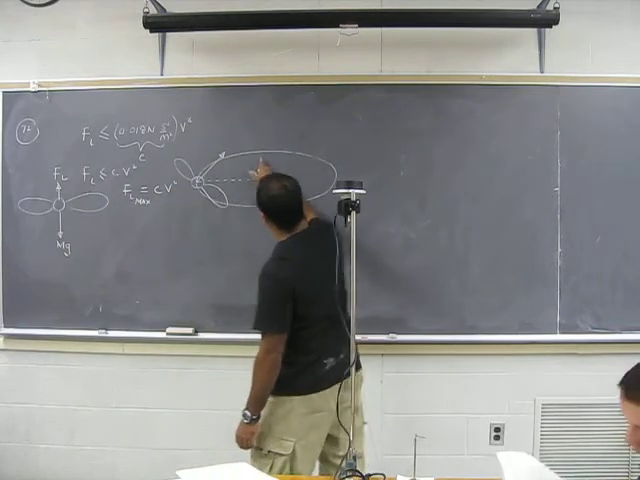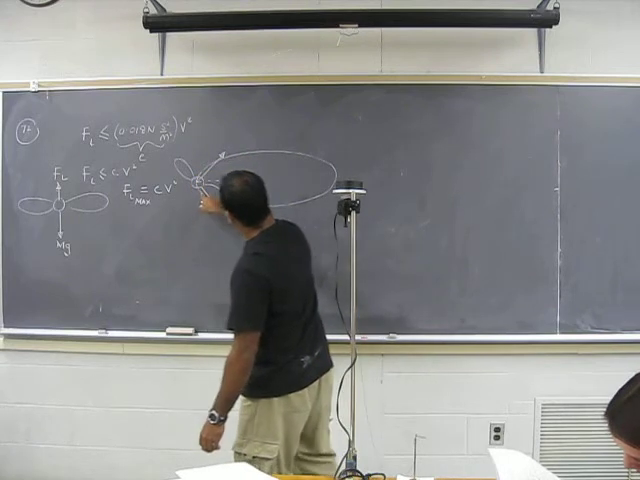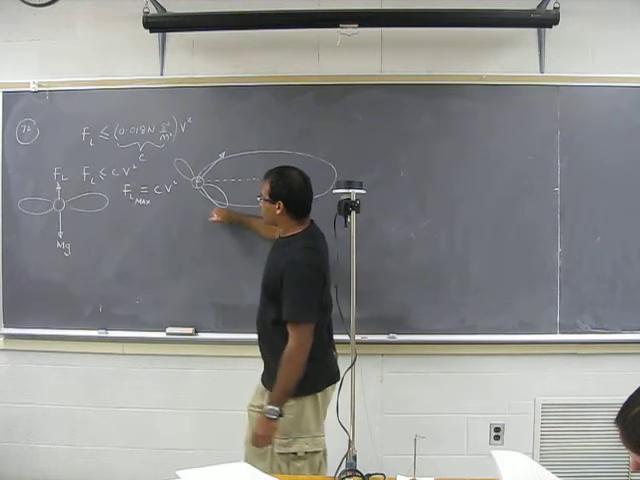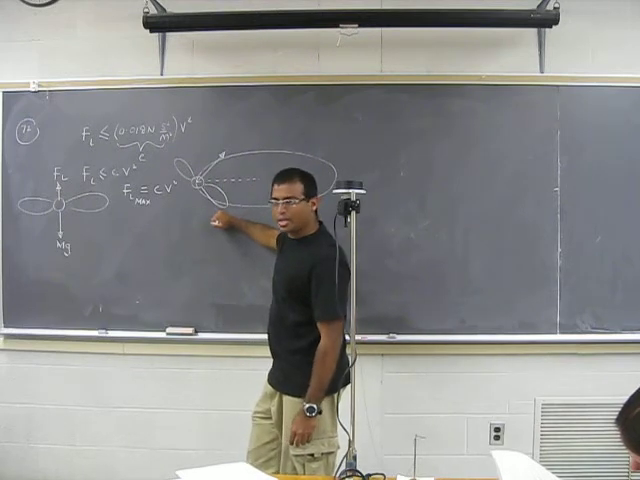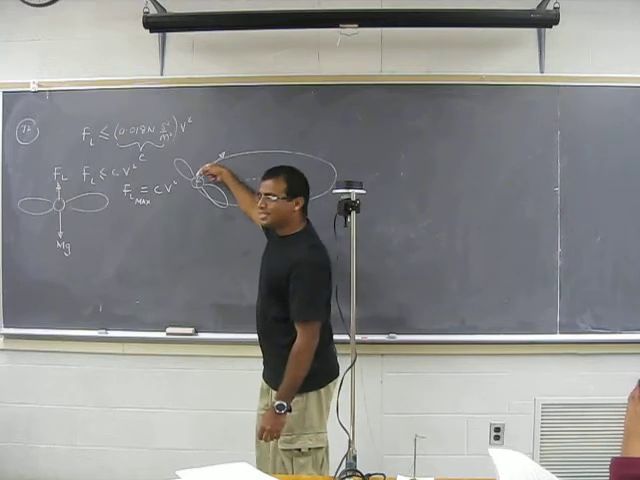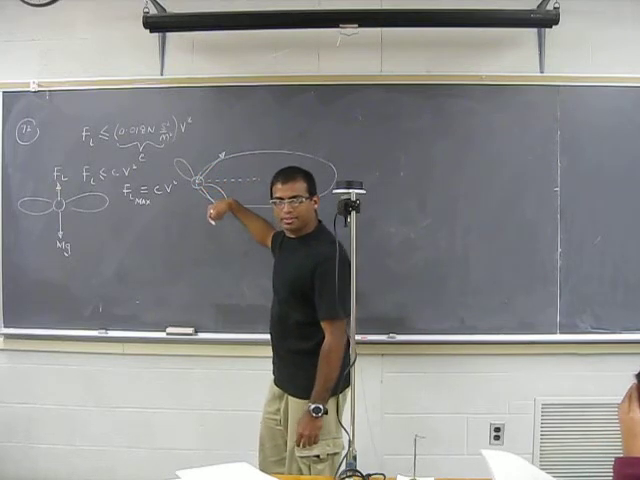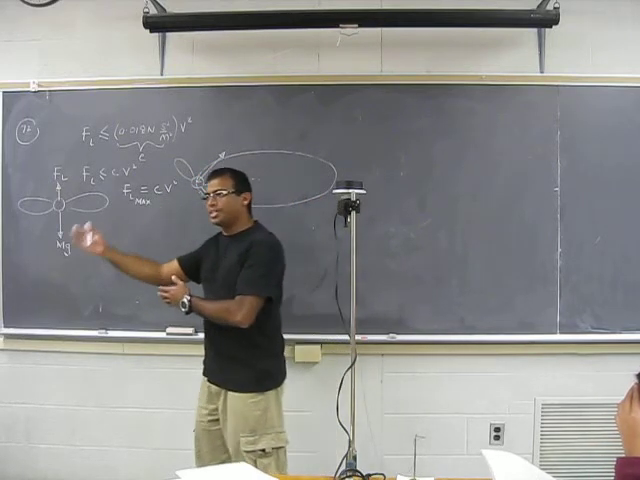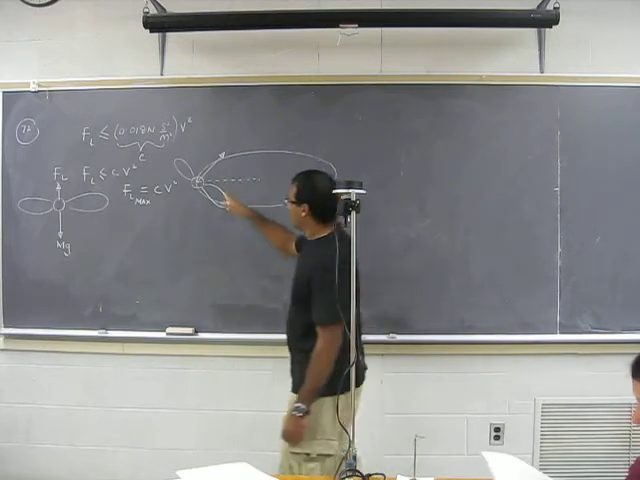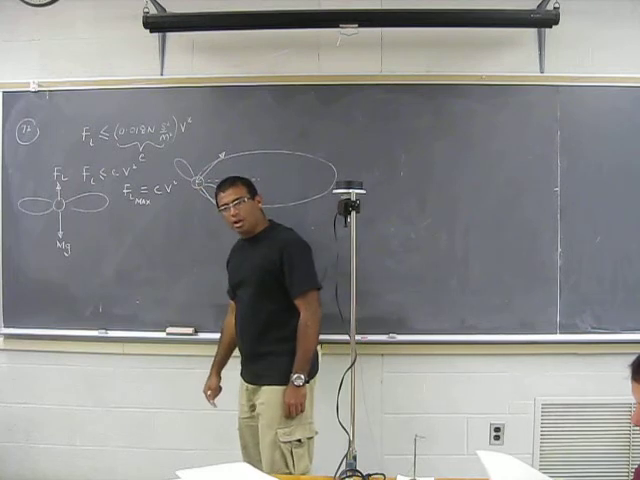Now, if you look at this, the bat is moving in this circle. Every moment it's turning its direction. So in other words, the direction is changing. So if the direction is changing, guess what? It is changing its velocity.